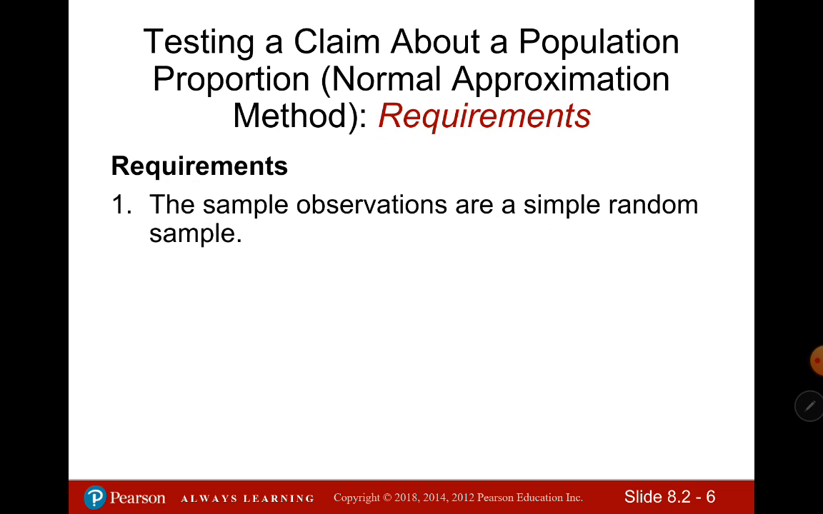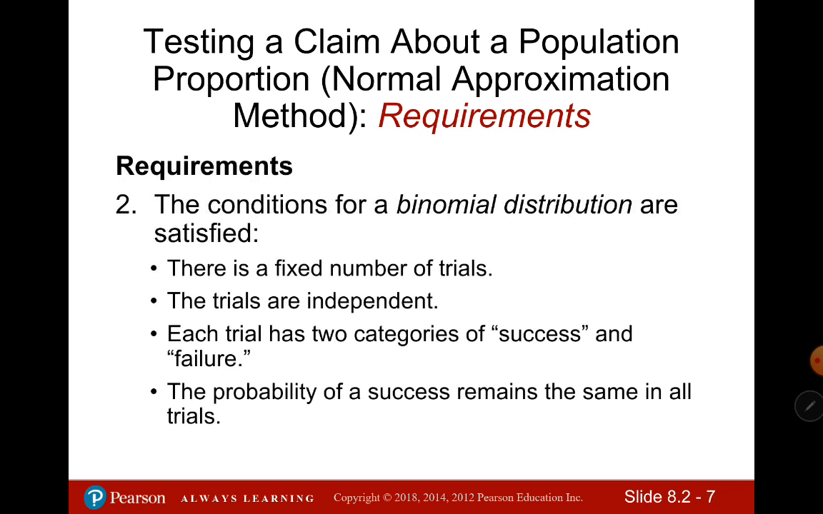Of course, if we're going to use normal approximation method, we need to check the requirements. So all of the samples should be simple random samples. This is always the requirement, right? The second requirement is just for binomial distribution. So if we're talking about the proportion, actually we are talking about the binomial distribution. So we need to check if the binomial distribution conditions are satisfied or not. So this is just a quick review.